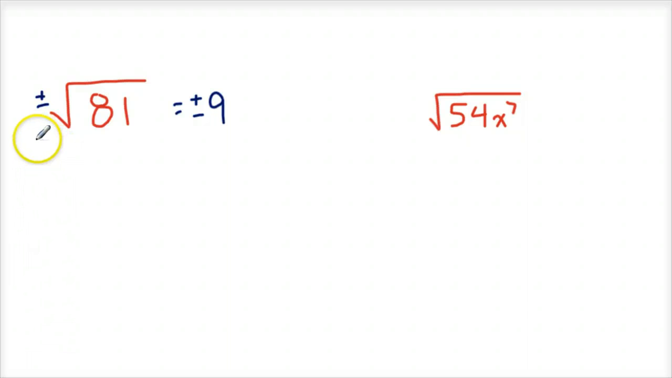Sometimes you would also see just the negative, so it's just asking you for the opposite of that square root. So it would just be asking for the negative 9. Over here, it's a little different.